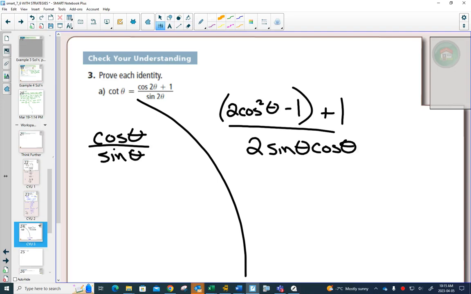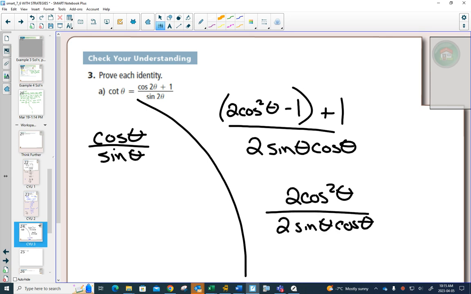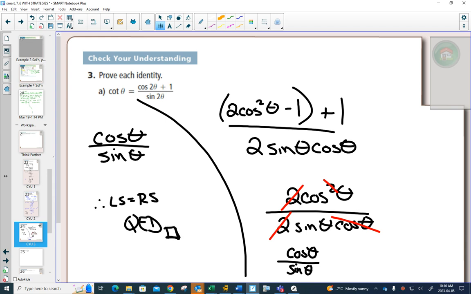This one's the nicest because once those 1s cancel out, I'm left with 2 cos squared theta over 2 sine theta and cos theta. And since I'm multiplying here, the 2's would simplify. One of these coses would cancel out with the cos on the bottom. And we would just be left with cos theta over sine theta. And our proof is done.